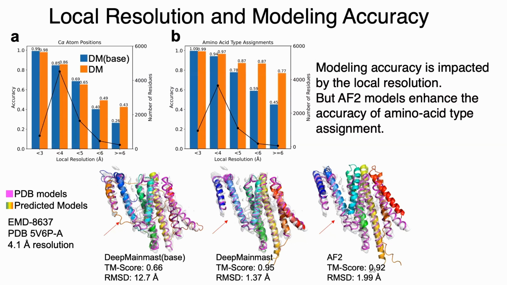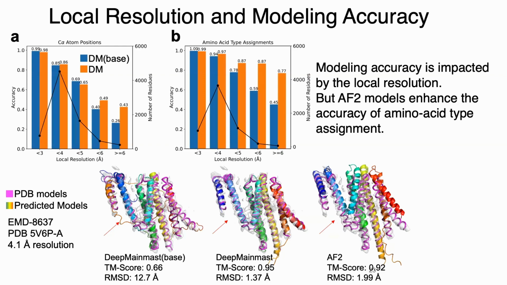Some helices, for example, these blue and cyan helices, are shifted up. Then this red helix goes outside. So the overall structure looks correct, but the detail is not accurate. Then DeepMainmast with AlphaFold 2 is kind of a combination of the DeepMainmast base and AlphaFold 2. It fixes the position of the helices, and the sequence assignment is much better than AlphaFold 2. So this is one of the advantages of using the AlphaFold 2 model.